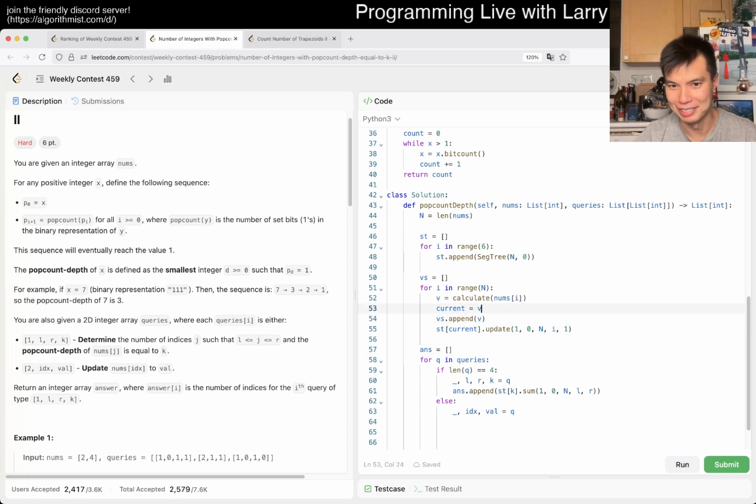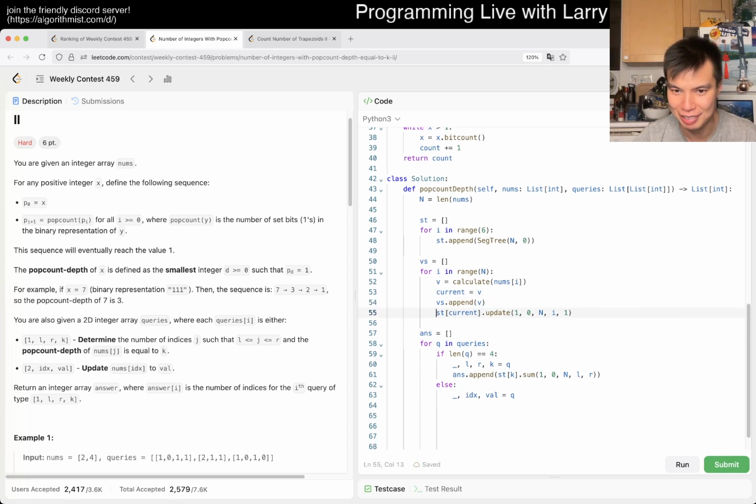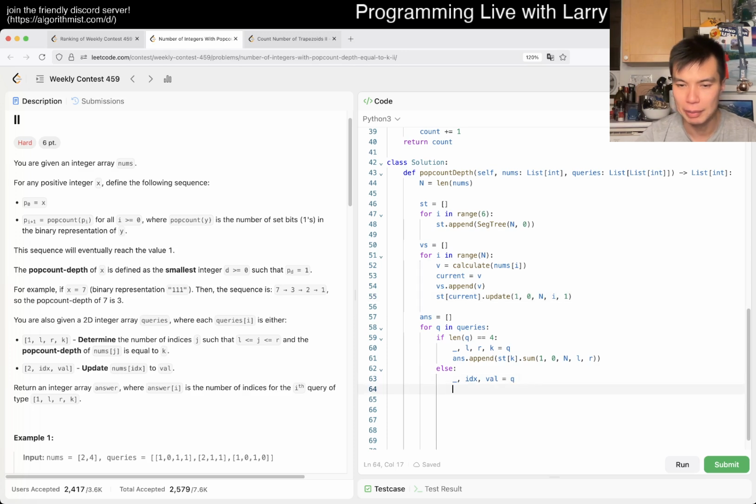I guess current would have been fine, but either way, still fine. It's fine. And then now we have to update st vs sub index. Update 1 0 and I 0, and then new v is equal to calculate val, and then st new value that update 1 0 and I 1, right? That should be it. Yeah.